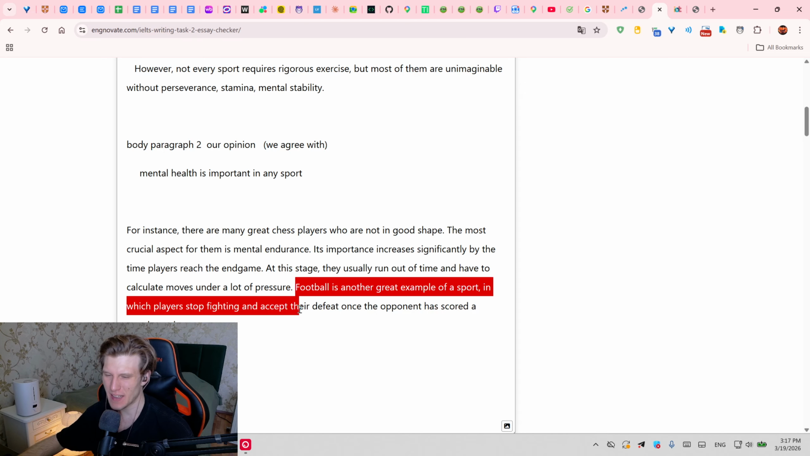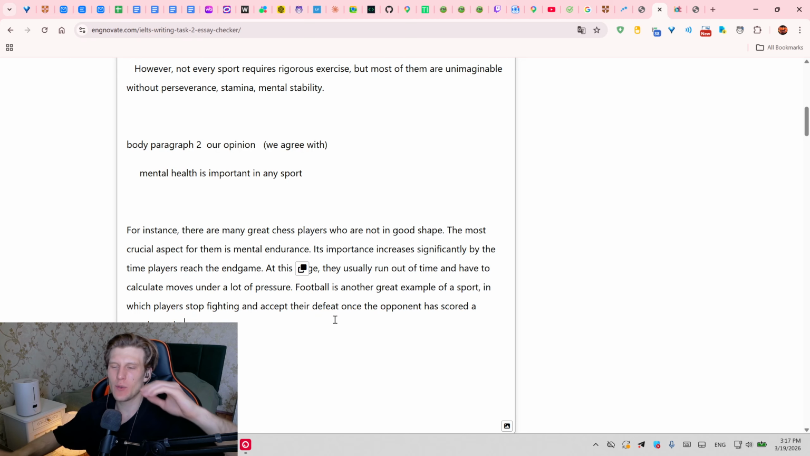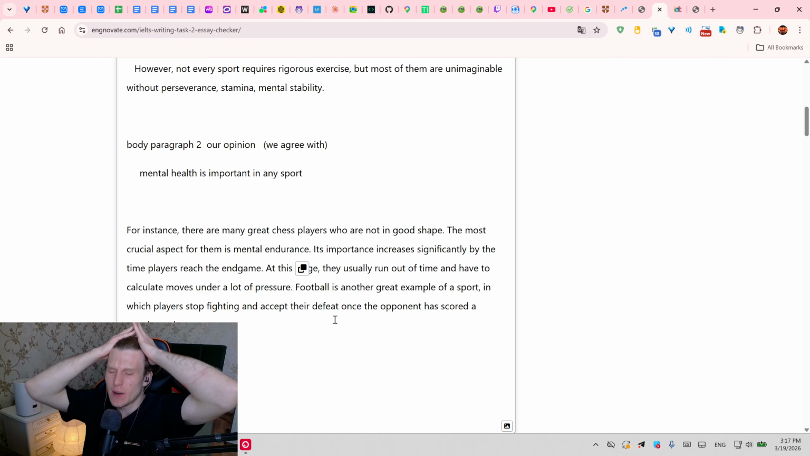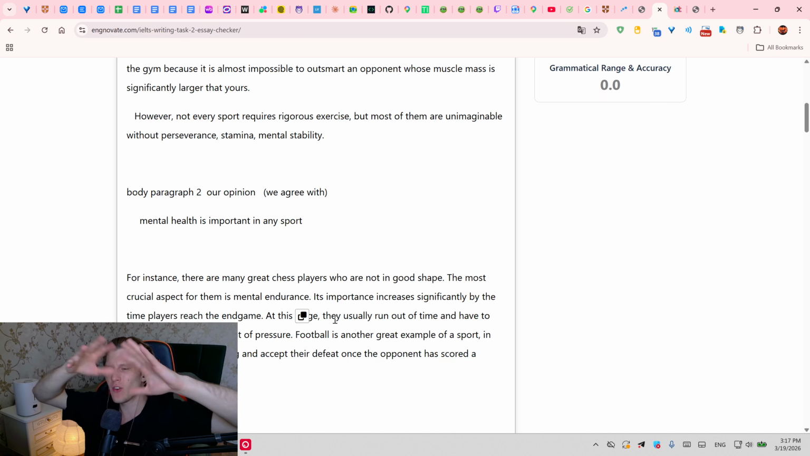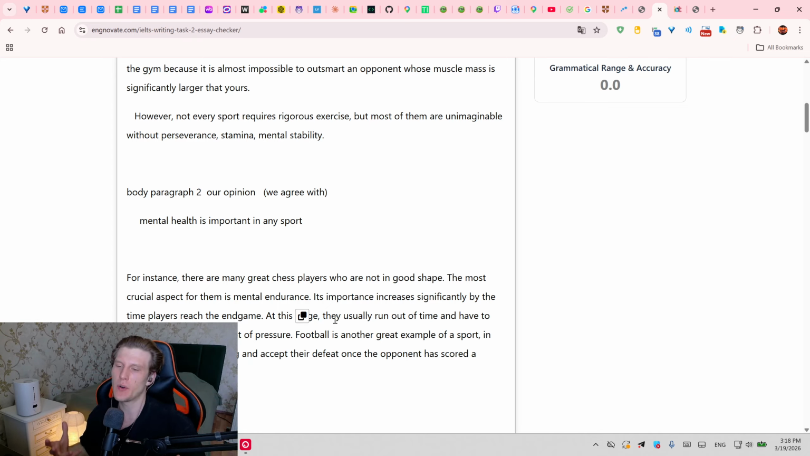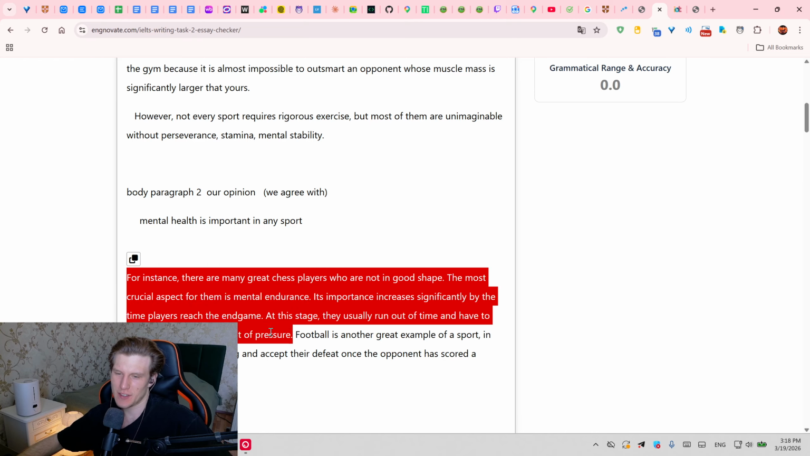Maybe the example with football is slightly better here. What I would do on the real test is think of the example of chess and the example of football, and probably realize that football fits better with this whole essay. It fits better because football is a sport where you have to be in good shape, where you have to be physically strong, but you also have to be mentally prepared.